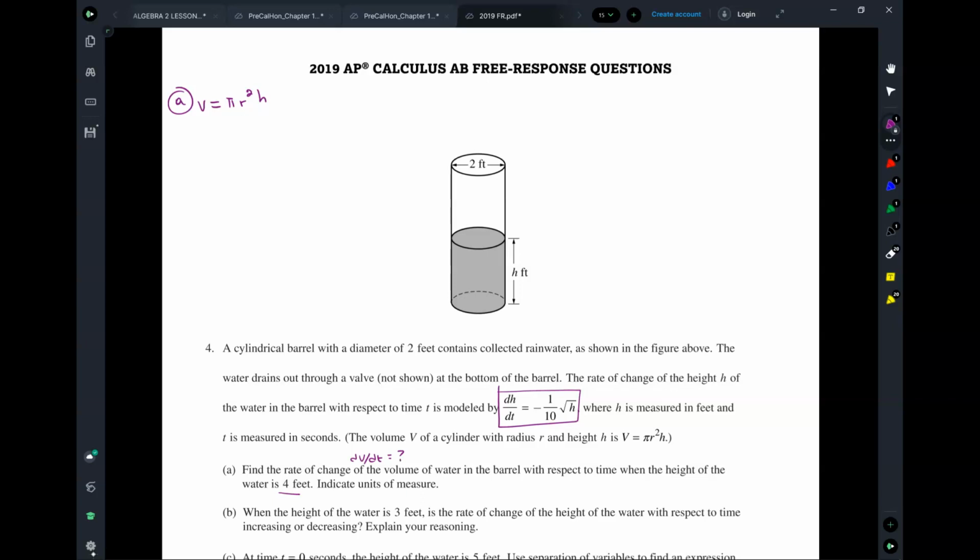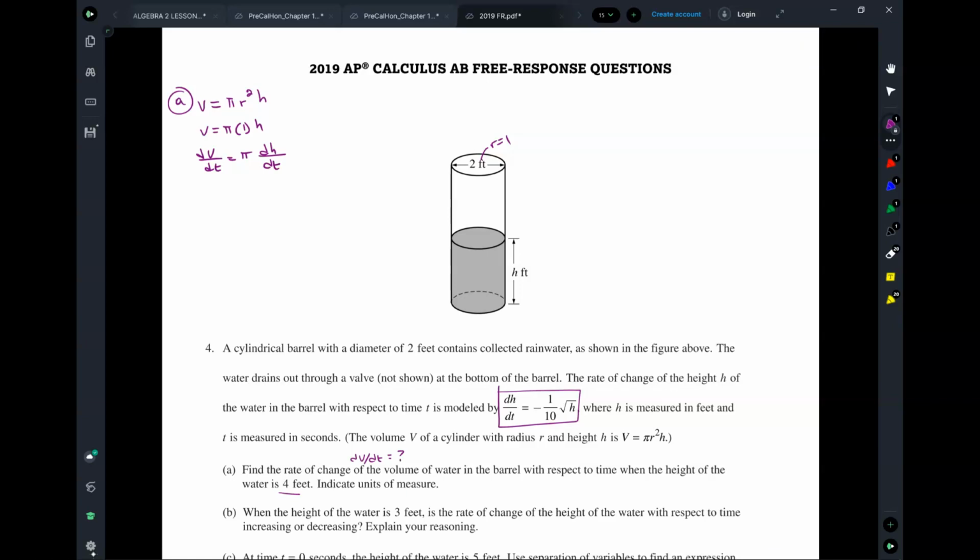In these quantities, is there any that is a constant? Yeah, which one? The radius. The radius is a constant. How much is the radius? Radius is 1. So before you take the derivative, plug it in. V is pi times 1 times h. So V is pi times h. Okay, dV/dt is equal to pi dH/dt.